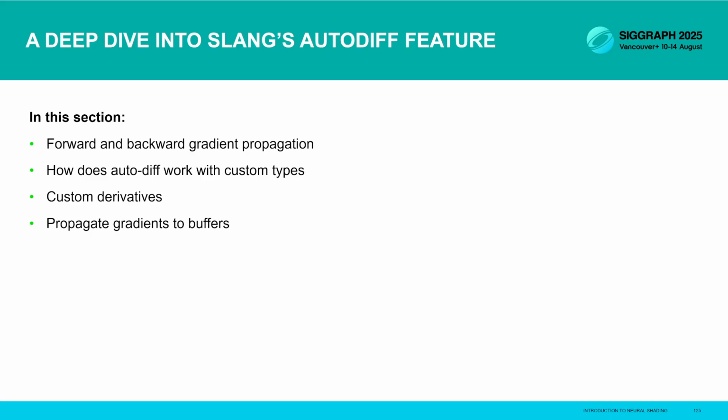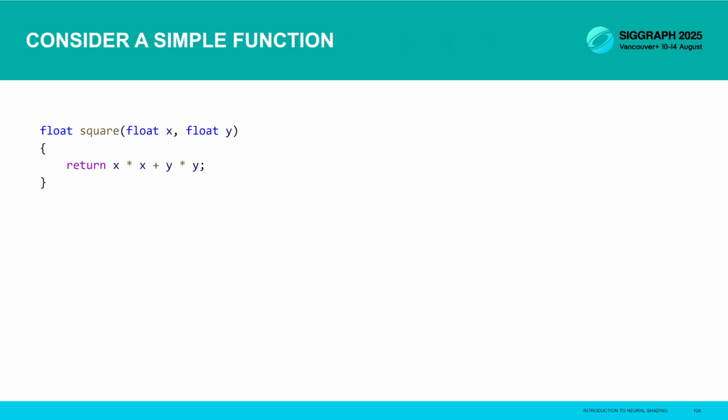Specifically, I'm going to talk about two modes of Autodiff that Slang supports. That is forward and backward differentiation. I will talk about how Autodiff works with custom types in Slang and how you can define custom derivatives. Finally, we will cover how buffer access is handled by Autodiff so you can propagate gradients back into your global memory buffers that host neural network weights, image pixels, or vertex positions. Without further ado, let's get started.